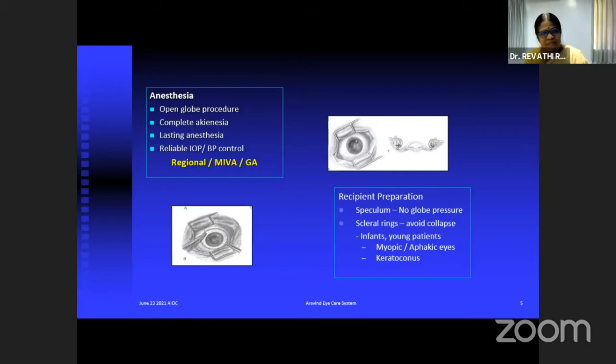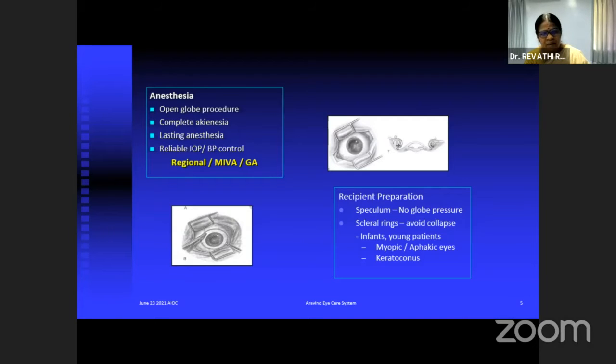In young patients, the anxiety can increase the BP and that can lead on to problems. And in elderly patients, the atherosclerosis itself can cause extrachoroidal hemorrhage and other problems. So it's preferable to go for either monitored intravenous anesthesia or general anesthesia.